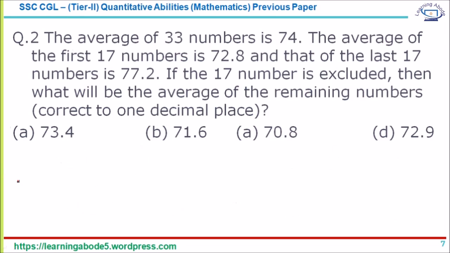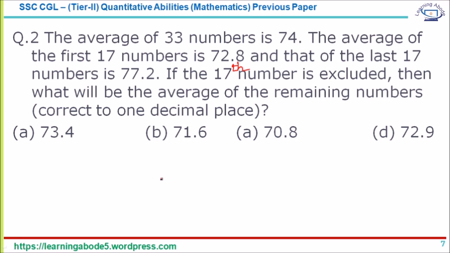Now the second question: the average of 33 numbers is 74. The average of the first 17 numbers is 72.8, and that of the last 17 numbers is 77.2. If the 17th number is excluded, then what will be the average of the remaining numbers?